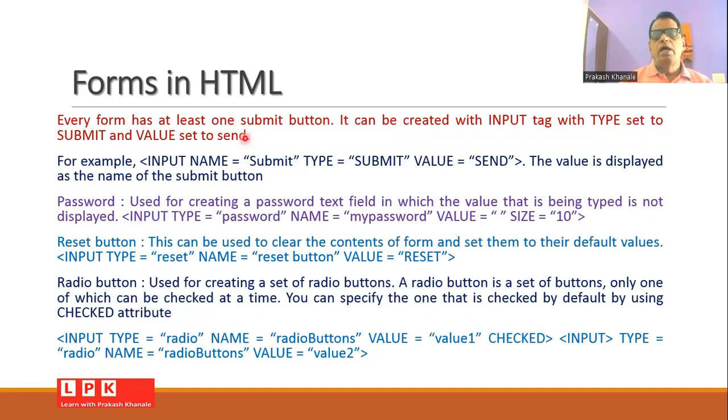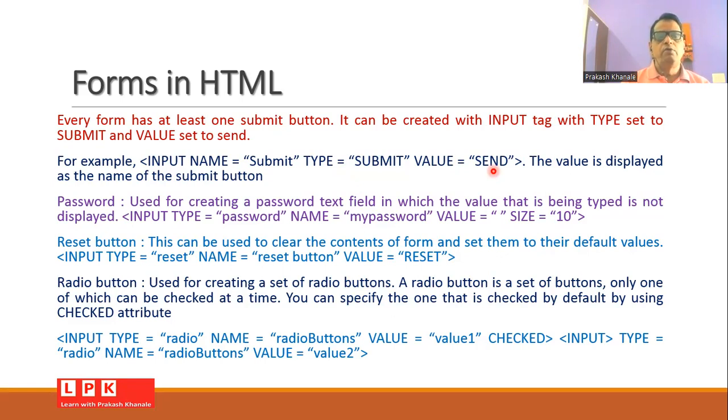Every form will have at least one submit button, because with the help of the submit button, we can send the information to the server. So for example, we can write the HTML code such as input name is equal to submit, type is equal to submit, and value is equal to send. Whatever you write in the value will be displayed as the name of the submit button, so that the user can understand that this button is used for sending the information.